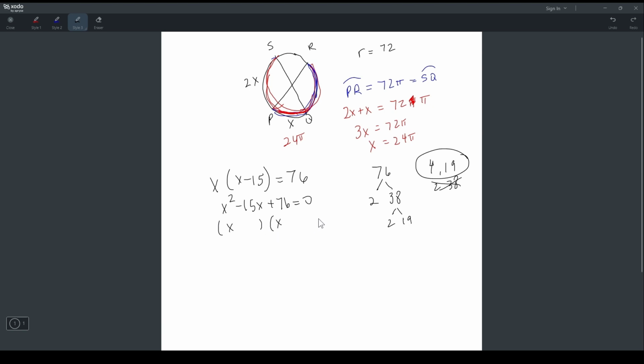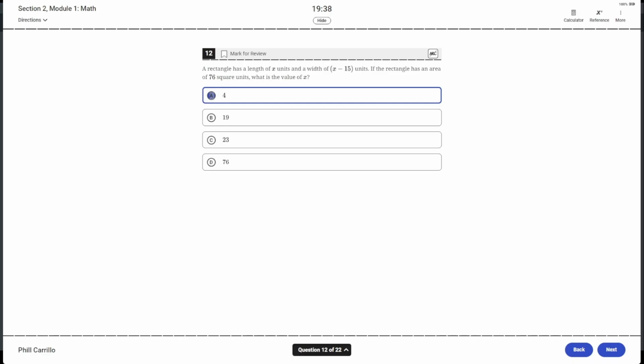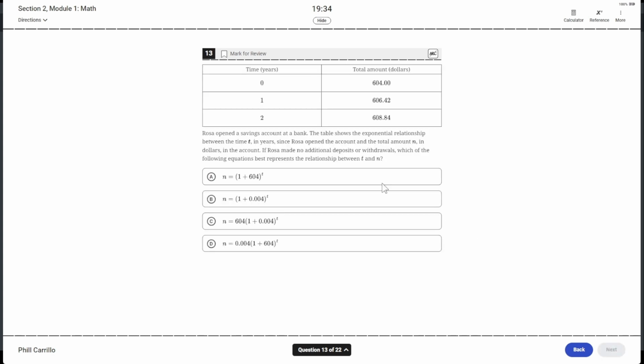x equals 0. Which one's the positive? It's the 4. Yeah, it's the 4. I don't care about 19 because we just want positive quantities because this is all about measurements. So A is 4. Oh, that A kind of looked weird. All right, let's hit next.